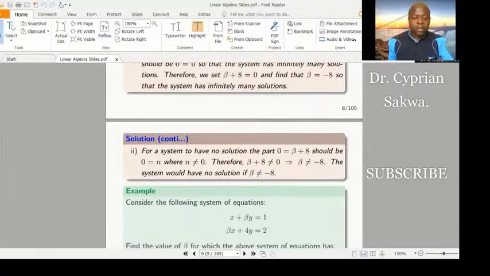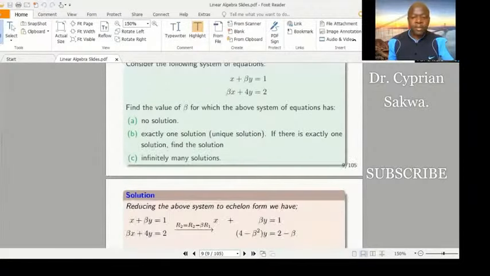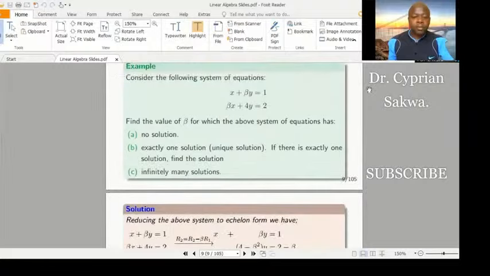Let's look at the last example here. It says, consider the following system of equations, and this is the system of equations. We have several questions here. The first question is, find the value of beta for the above system if it has to have no solution. What about if this system has only one solution, or a unique solution? What would be the value of beta? What if it were to have infinitely many solutions?